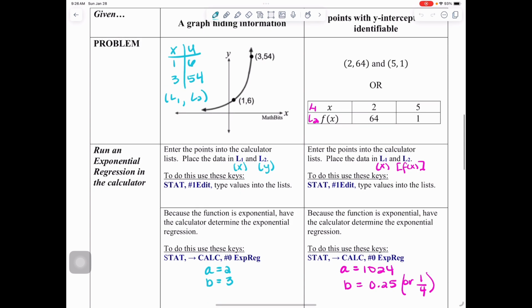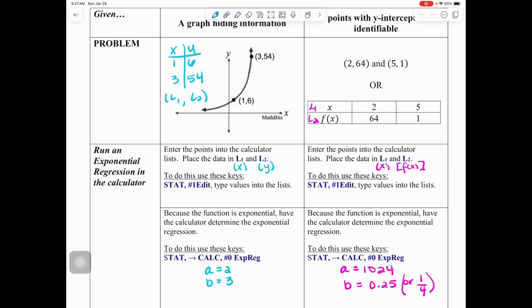So this one is very similar to the graph. L1 is your x values, 2 and 5. L2 is your y values, 64 and 1. So in the place where it says to put the data in L1 and L2, you might want to write down what I did underneath. L1 are the x values, L2 are the f of x values. So you should have hit Stat, Edit, and your x column should have been 2, 5, which is L1, meaning your L1 column should be 2 and 5. And then your f of x or L2 column should have been 64 and 1.